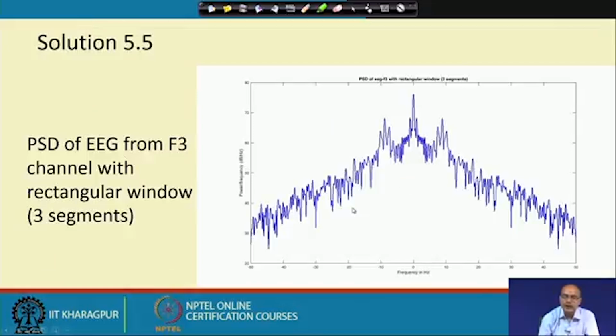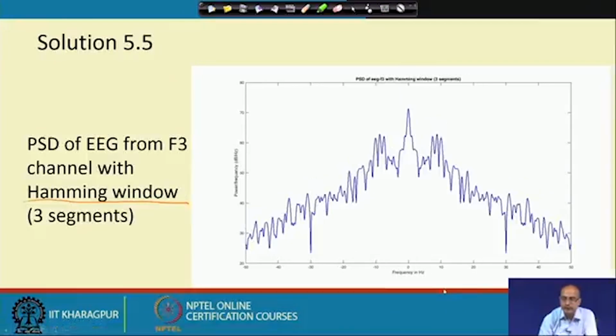Okay. Now, here is the output we get for the 3 segments. We see the variation has been a bit reduced compared to the entire signal, with 3 segments, and here we are taking the rectangular window. Next, we go for the Hamming window. Okay. In case of the Hamming window, we see it is a little more smooth, but then again the peaks are becoming a little more wide.